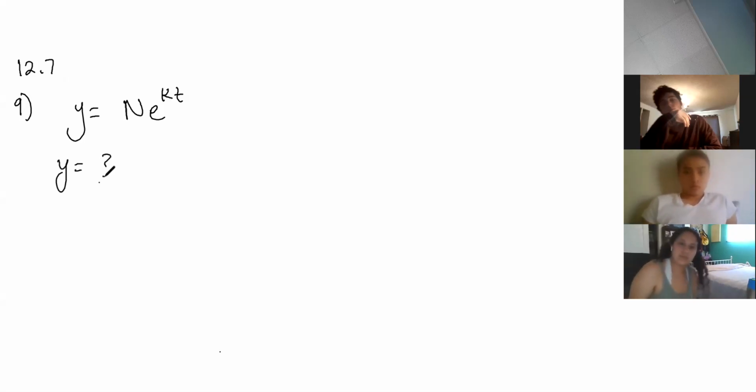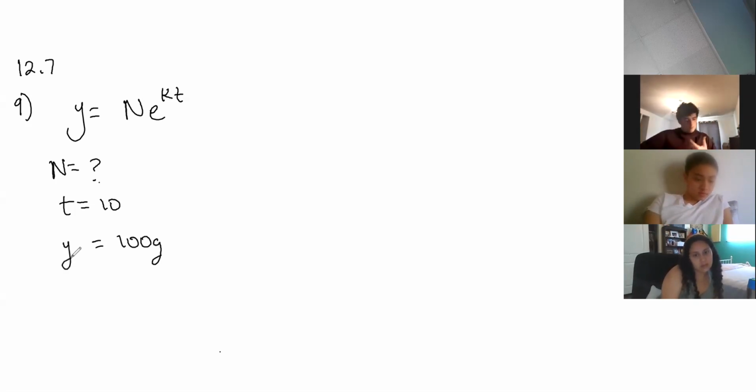Okay, so in 10 years, the mass of a sample element has decayed to 100 grams. The constant K for this element is a long decimal. Find the mass of the original sample. So find the mass of the original sample, and I'm gonna undo that. The original would be N.